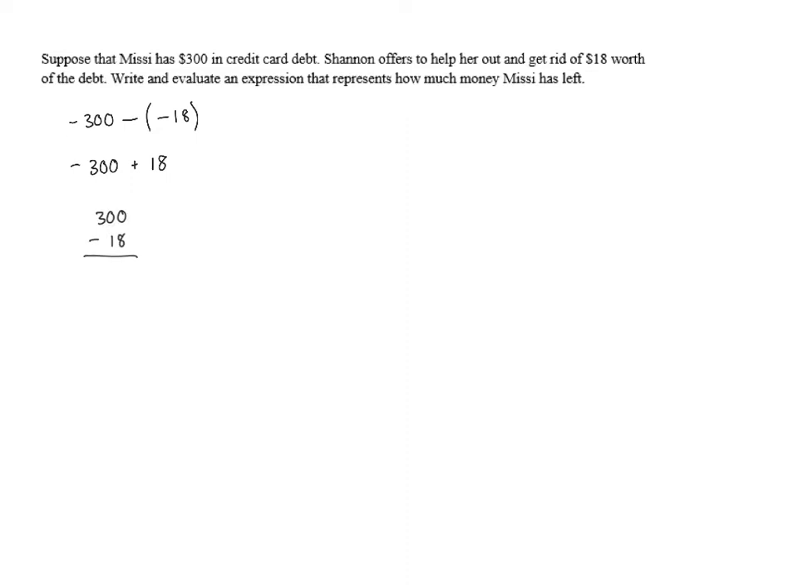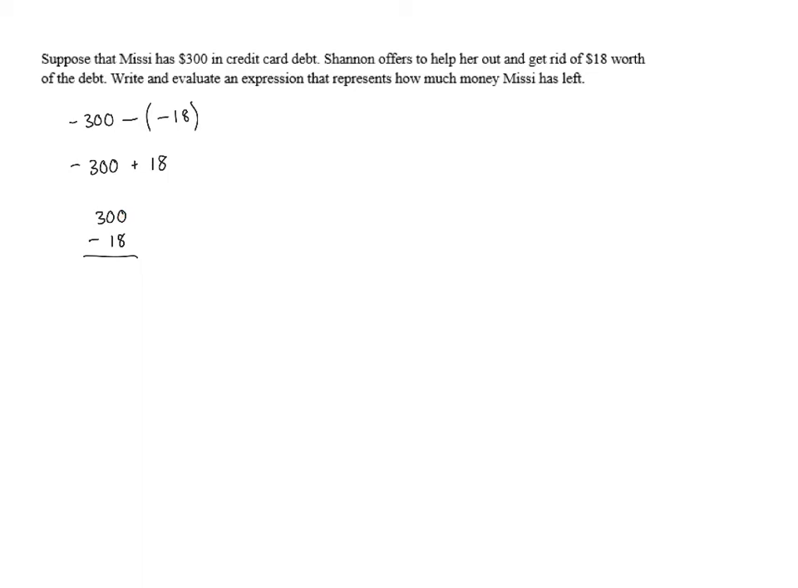Now the reason we're setting it up this way is because with subtraction, the larger number always has to go on top. With addition, it doesn't actually matter. You can do it in any order, but subtraction has a particular order. So here we're going to do 300 minus 18.